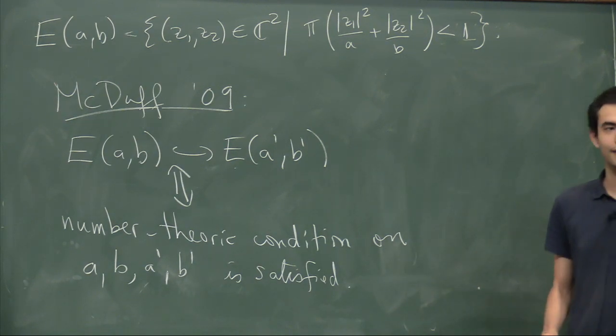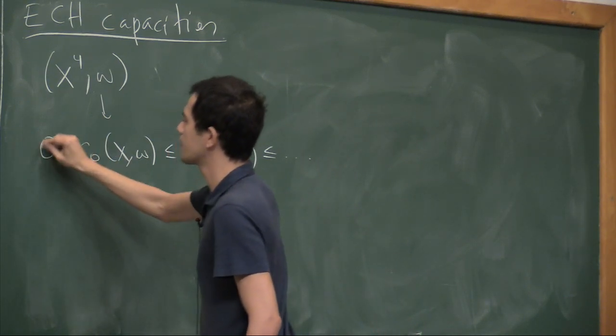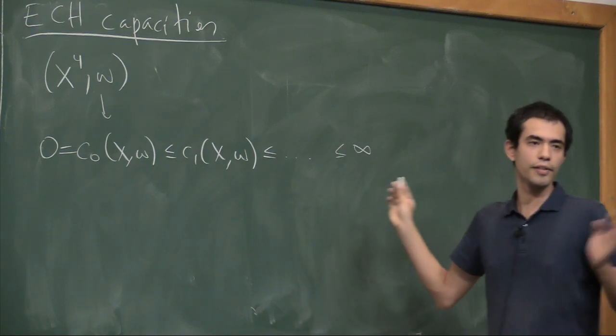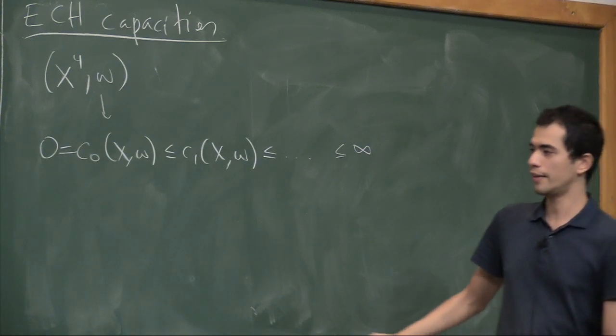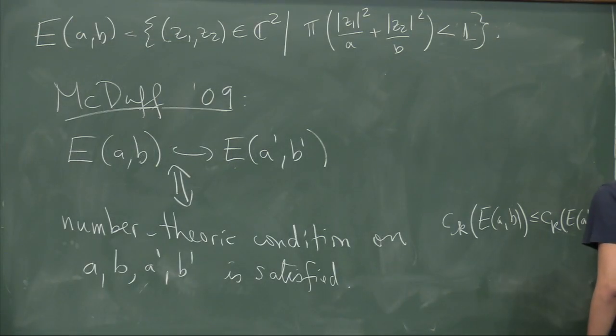So in this case, it's encoded by what are called embedded contact homology capacities. So Dan talked a little bit about embedded contact homology before. I'm not going to say very much about it, but I just want to say that there are these things called ECH capacities, which are the following. So given a four-dimensional symplectic manifold, you can construct a sequence C0, C1, etc. So it's an increasing sequence or a non-decreasing sequence, and they could maybe be infinite at some point, but usually they're not. And the number theoretic condition that I mentioned is that the CK of E(a,b) is less than or equal to the CK of E(a prime, b prime) for every K. Okay, so these numbers can be computed. So this is due to Michael Hutchings.